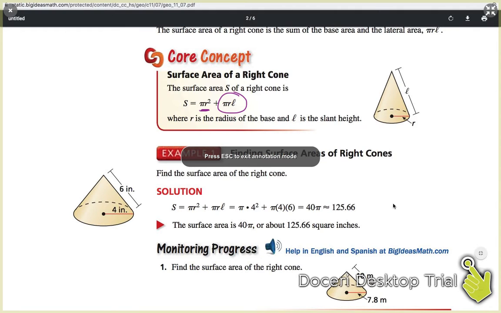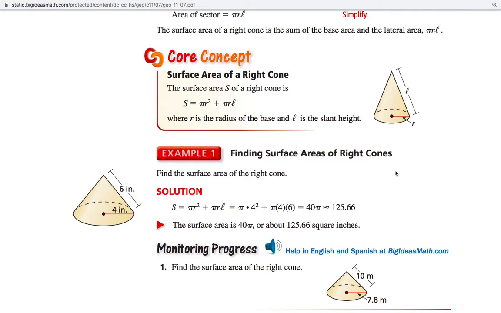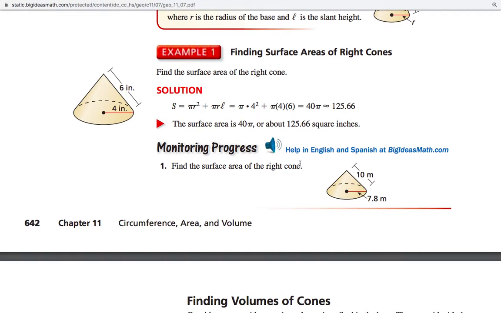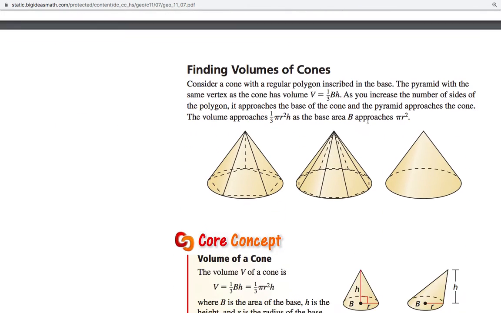Okay, so you've got your formula that we got to use. Pi r squared plus pi rl. Just make sure you are using slant height and not regular height for that L. So the surface area, you got your radius of 4, your slant height of 6. We can plug it right in the formula. You see it there, about 40 pi, or if we plug it in. So they're going to do that.